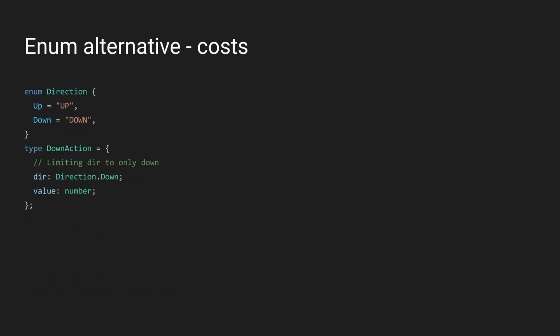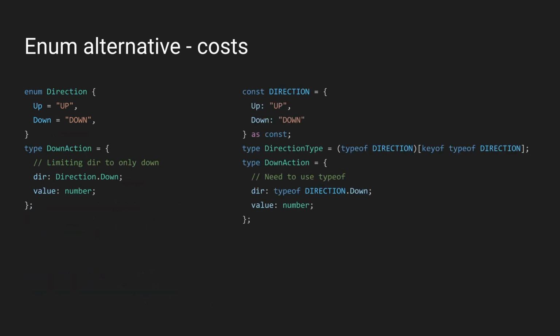There are of course some costs. The syntax is a little bit longer than for enums. We must import type and object separately. Enums could have been used both as value and type.